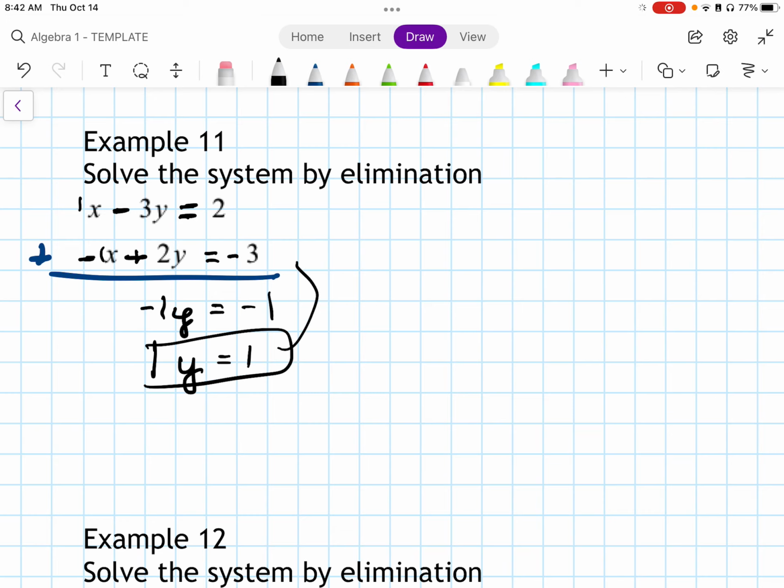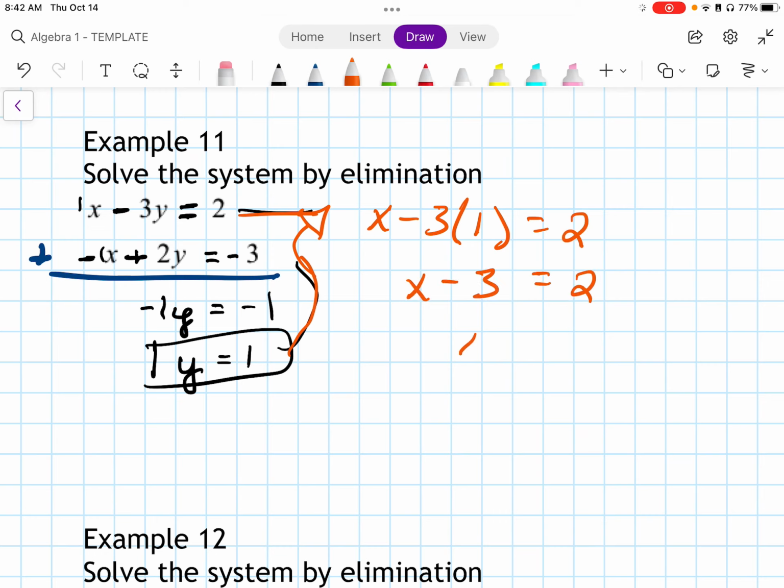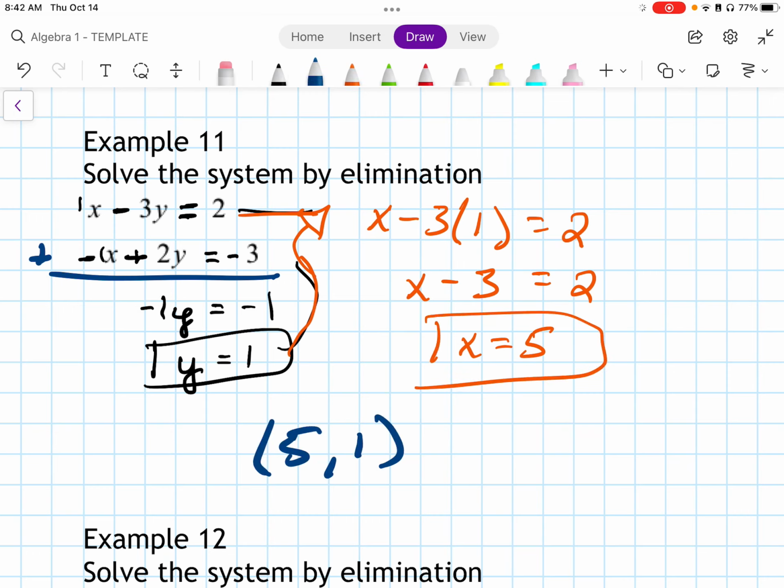I'm going to plug back into the top one. So I would have, what would that be? x minus 3 times 1 equals 2. So x minus 3 equals 2, and x equals 5. Writing my final answer as a point, it would be (5, 1).